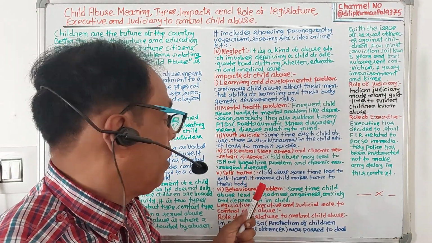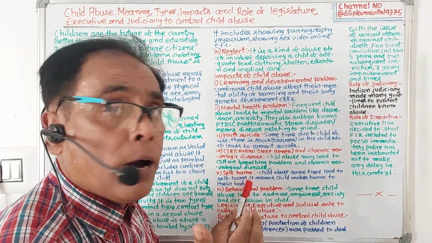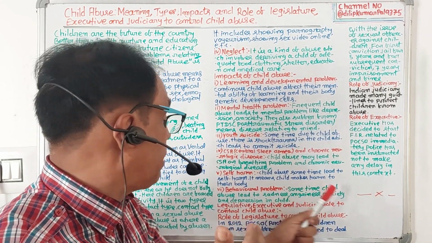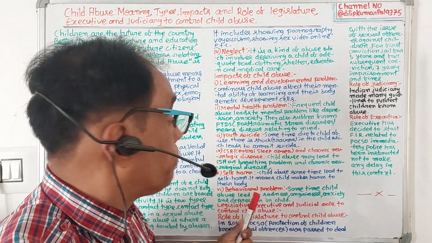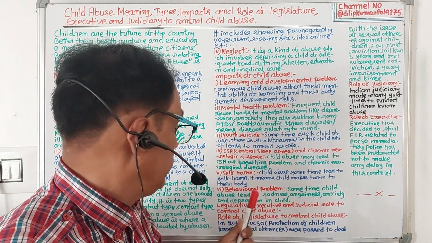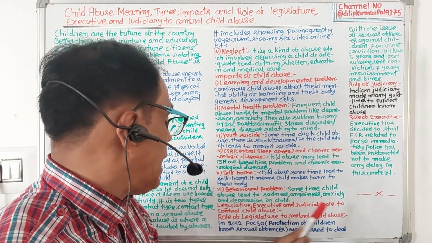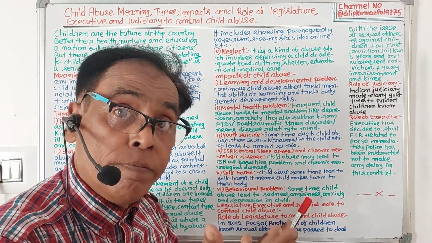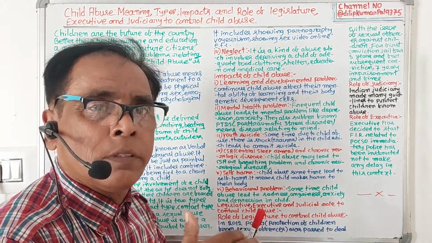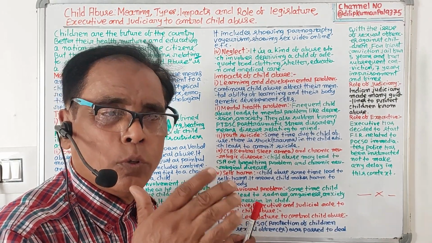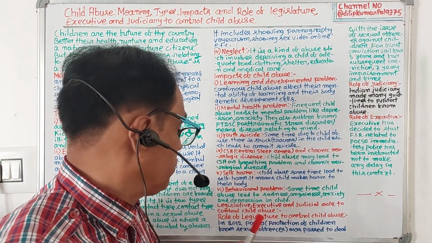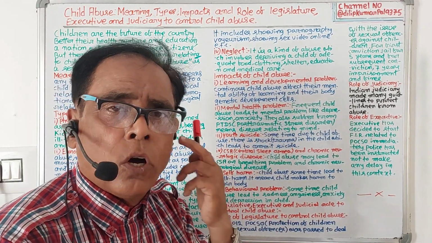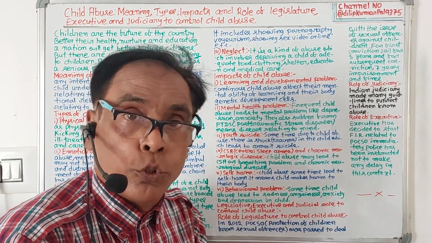Then self-harm. Child abuse sometimes leads to self-harm. Sometimes the child will harm himself out of anger. It means the child harms his own body. Then behavioral problem. Another impact is behavioral problem. This is the sixth one. Sometimes child abuse leads to sadness. The child will become sad, angry, anxious, and will show fearfulness, depression and nervousness. So these are all the impacts of child abuse.